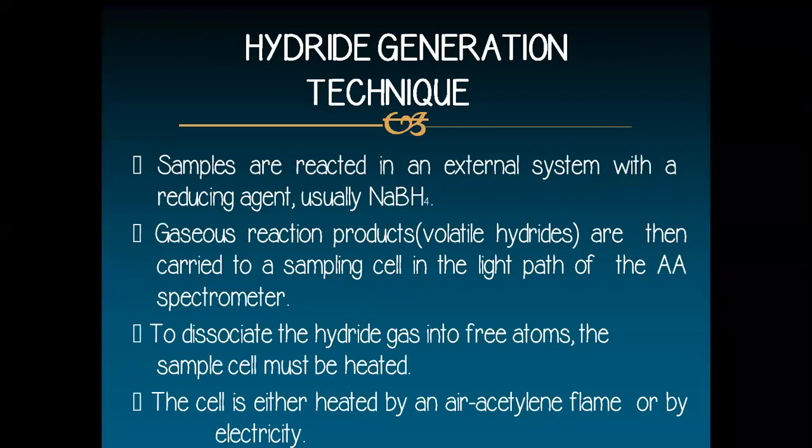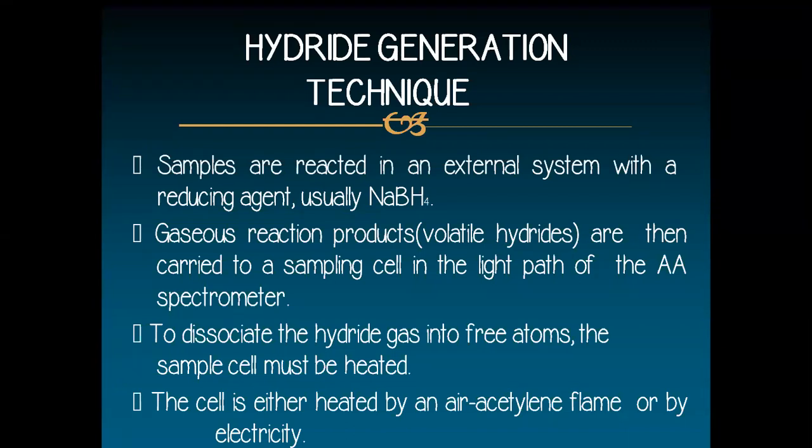And then there is another technique, that is the hydride generation technique, which is used to convert the sample into atomic samples. So samples are reacted in an external system with a reducing agent, usually sodium borohydride, NaBH4, and the gaseous reaction products, which are volatile hydrides, are then carried to a sampling cell in the light path of atomic absorption spectroscopy. And to dissociate the hydride gas into free atoms, the sample cell must be heated, and the cell is either heated by an air acetylene flame or by electricity.